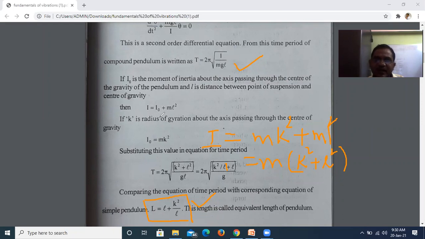By using the parallel axis theorem, we write I equal to I naught plus m l square, where I naught equals m k square. Substituting, m is taken common: m times k square plus L square. Substituting this value in the equation, T equals 2 pi root of (k square plus L square) by g l. Writing l in the numerator, we get k square by l plus l square by l, that is, k square by l plus l, whole by g. Therefore capital L, called l plus k square by l, is called the equivalent length of the pendulum.